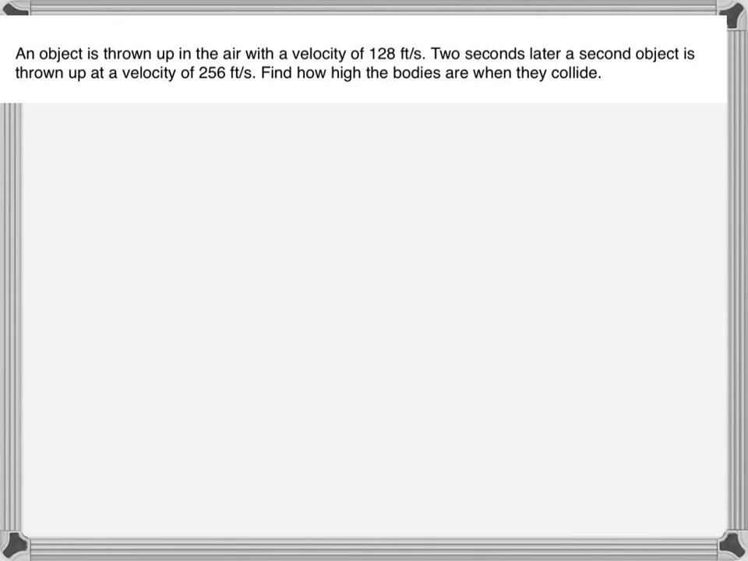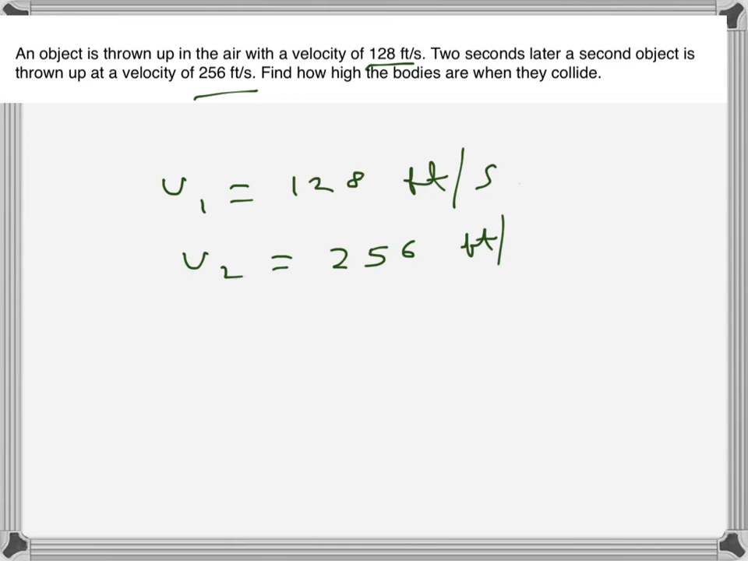It is said that an object is thrown up in the air with a velocity of 128 feet per second, and 2 seconds later a second object is thrown upwards as well at a velocity of 256 feet per second. So how high the bodies are when they will collide, that's what we have to find. So the first object has a velocity of 128 feet per second. Second object has a velocity of 256 feet per second.